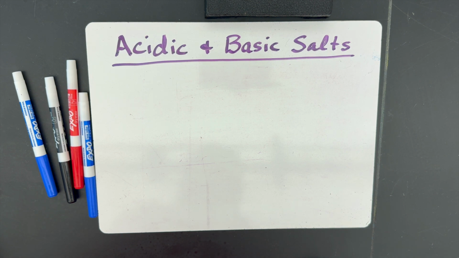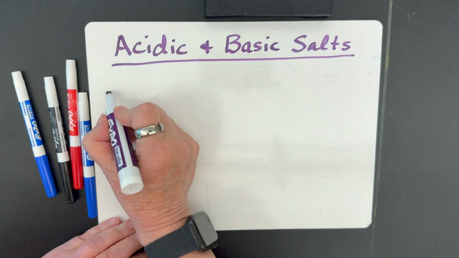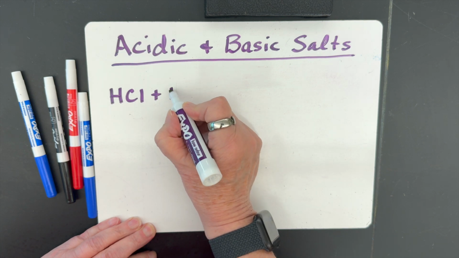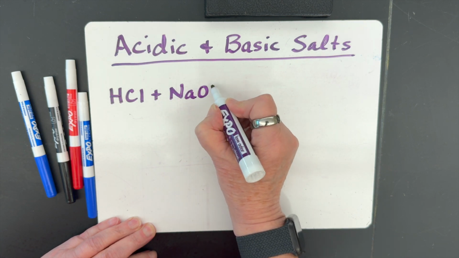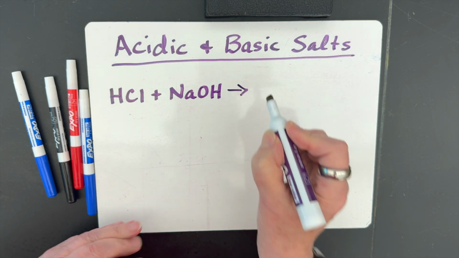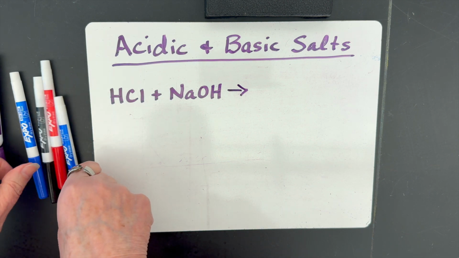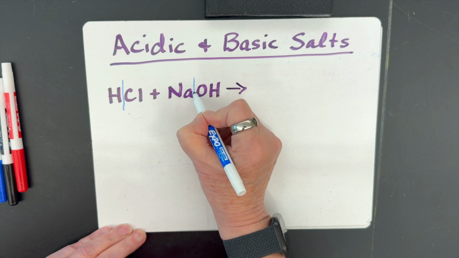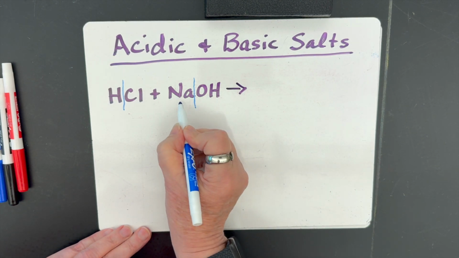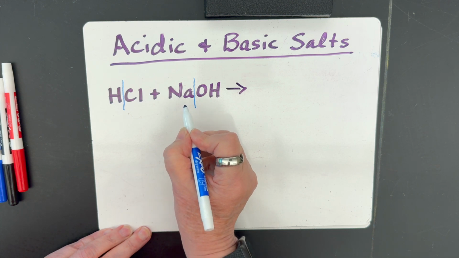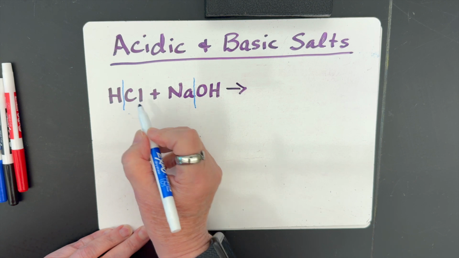In this video, I'm going to talk about acidic and basic salts. When you take an acid and a base and put them together, let's say HCl is our acid and we mix it with NaOH as our base, a neutralization reaction occurs and our positive and negative ions separate like this. The front positive part of the base is going to connect to the negative part of the acid.